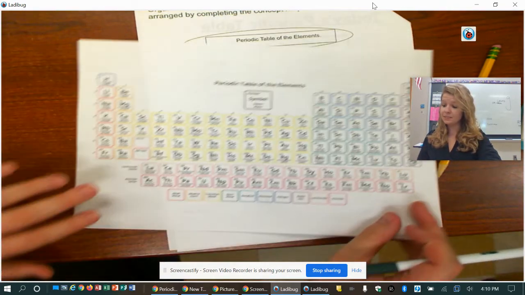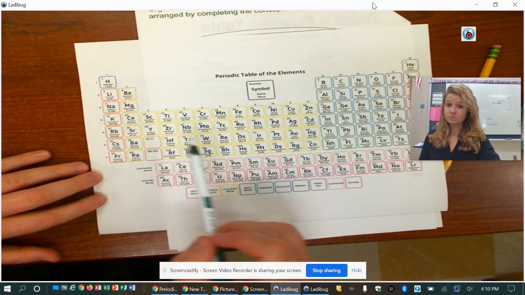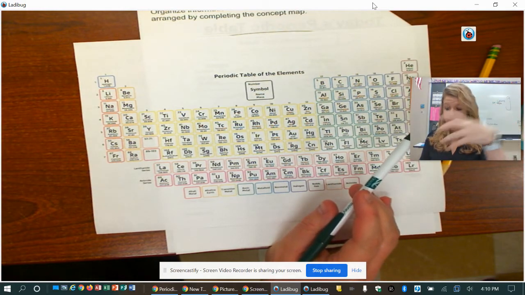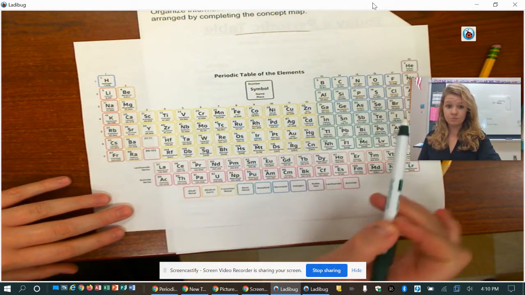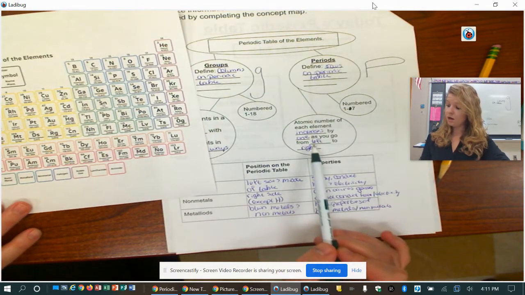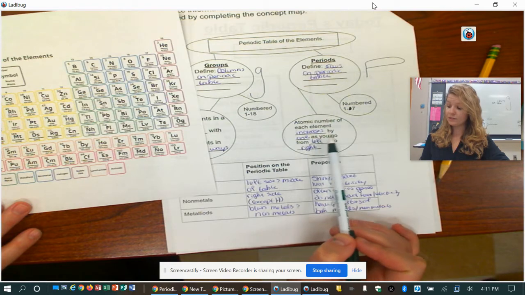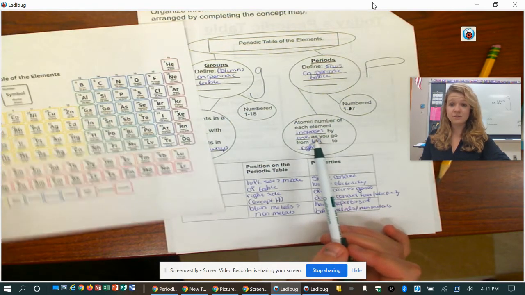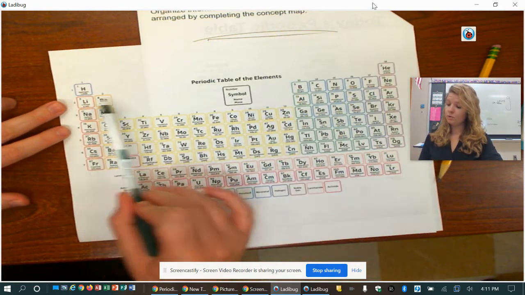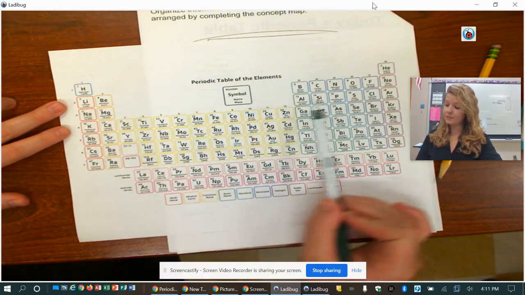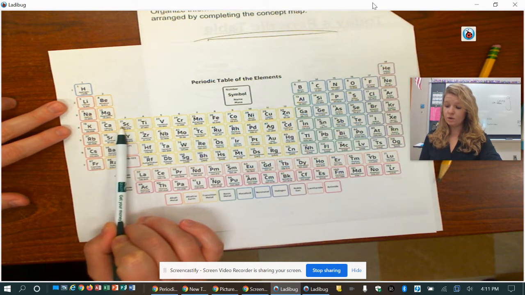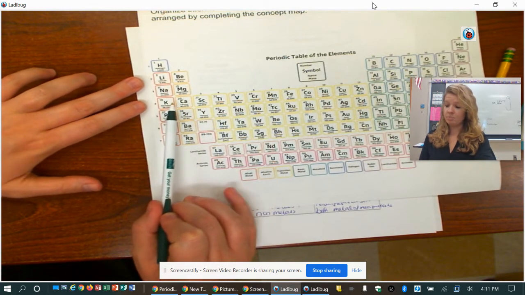So if they are grouped together, they're going to have the same chemical properties and the same reaction as those in their groups. On the rows, so on the periods, the atomic number of each element increases by 1 as you go from left to right. So when you are going through your rows, through your periods on your periodic table, every time you go left to right, your atomic number is going to bump up by 1.